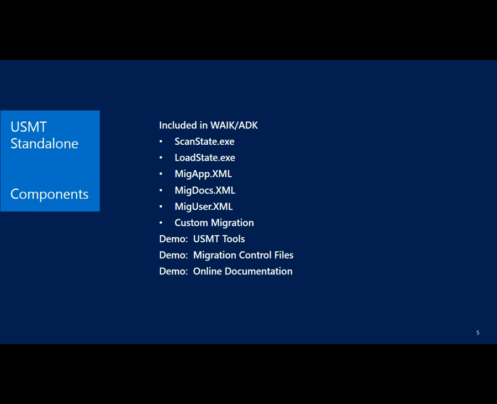What do we know? How do we know what data to get? The answer comes in the form of these migration files, the migapp, the migdocs, the migusers. These files define rules that govern what data to try to pull off. For example, migapp will have rules that define application settings and what we can migrate there. Migdocs is rules that will help migrate user documents. And miguser are rules that help migrate user profiles, user data.